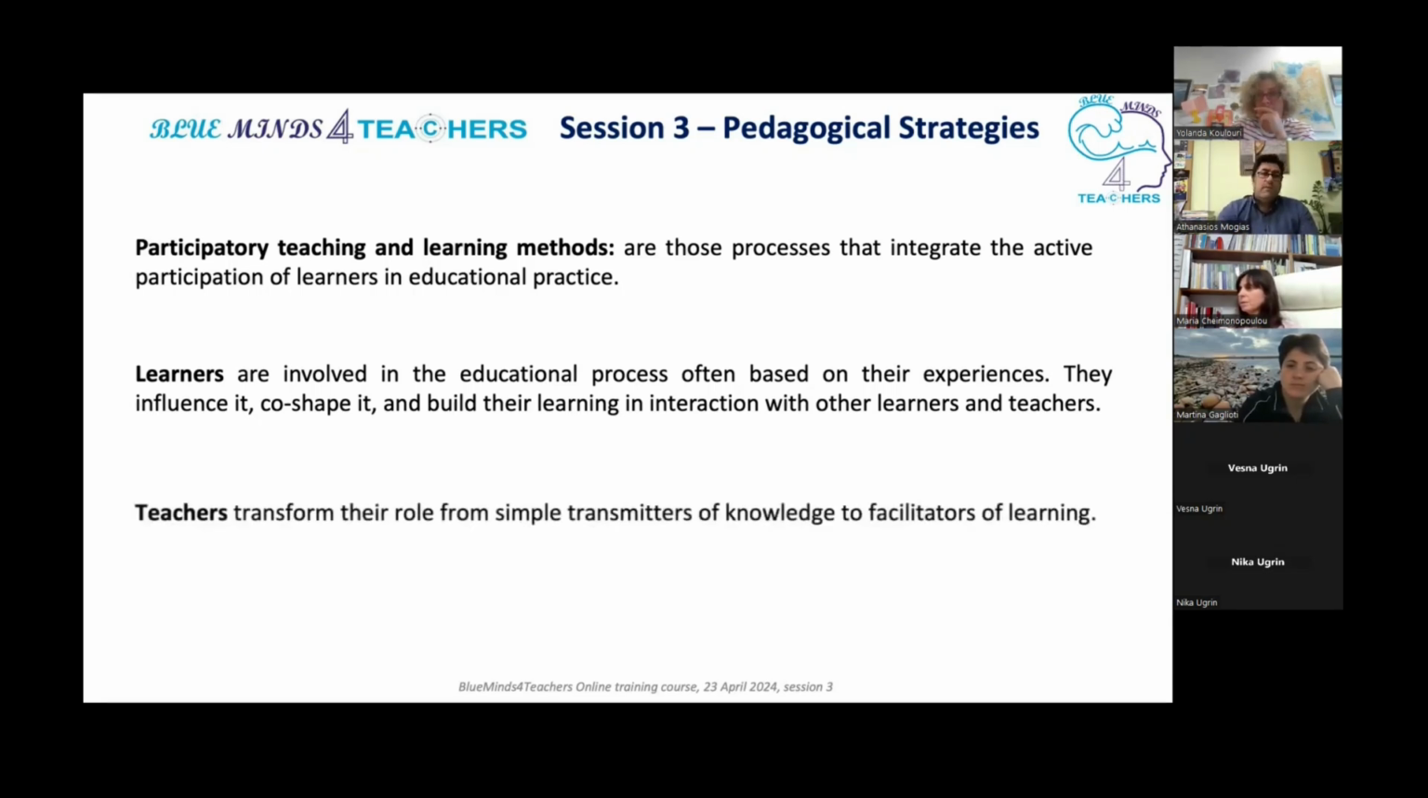On the other hand, we have the teachers, who have lost, or should have lost, the basic characteristic that they had for many centuries. What was this characteristic? The transmission of knowledge. In this kind of participatory methods, teachers transform their role from simple transmitters of knowledge to what we call facilitators of learning.